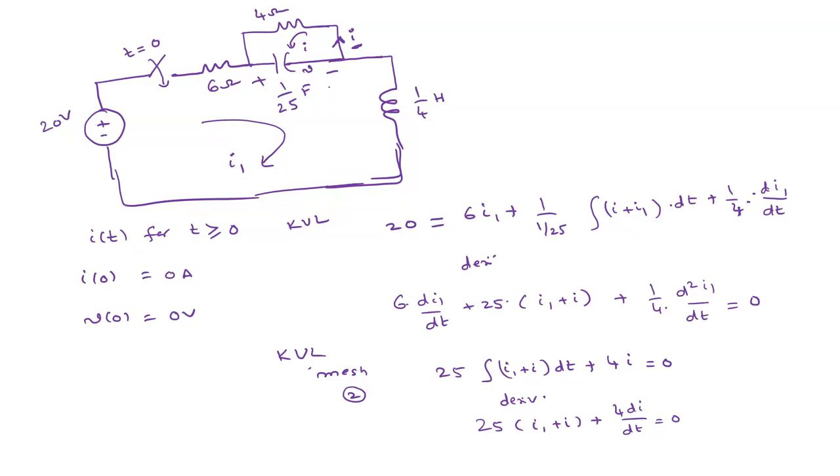But it will create again two variables. Now tell me, what is 4 di by dt? Minus 6.25 into (I1 plus I). So can we substitute that I1 plus I? Yes, sir. So try to substitute that.